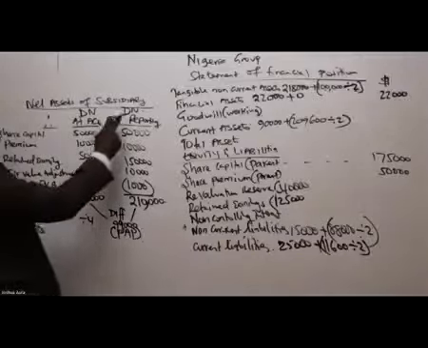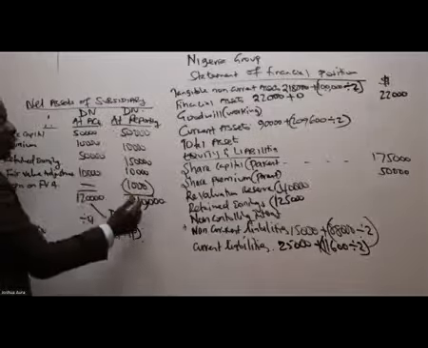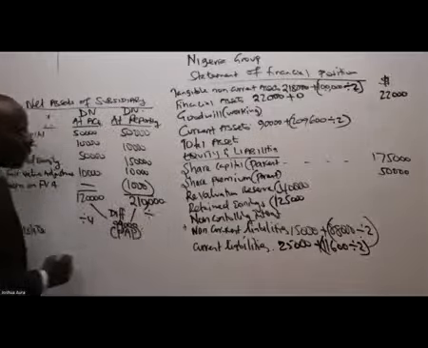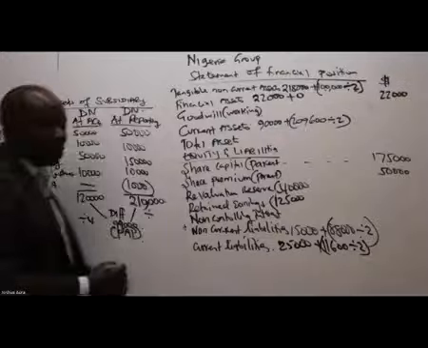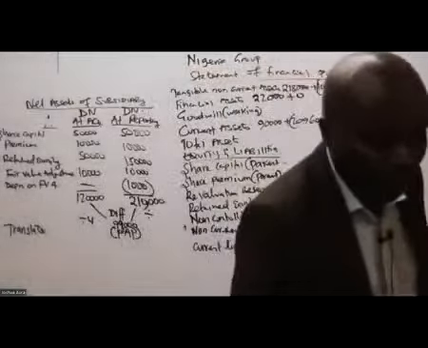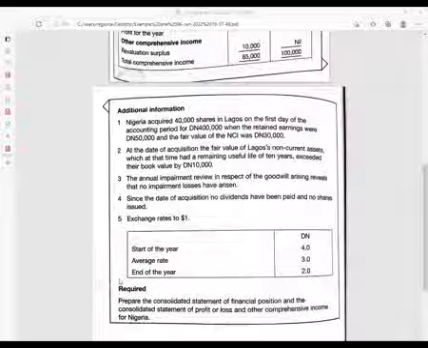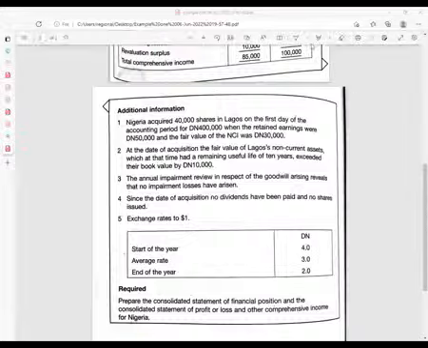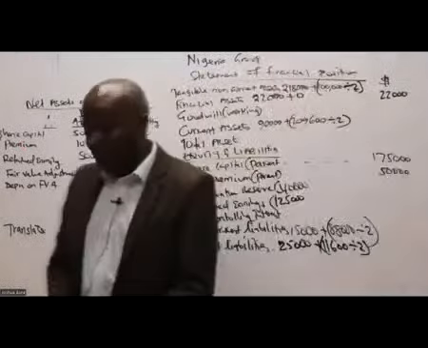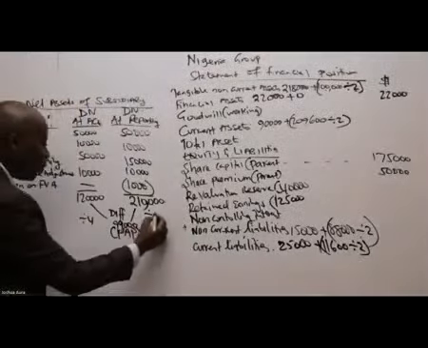And then we have net assets at reporting. So this one, use the closing rate. Do we have the closing rate? Oh, yes, we do. They have given us the end of the year. This is the closing rate. It is 2. The closing rate is 2, like that.